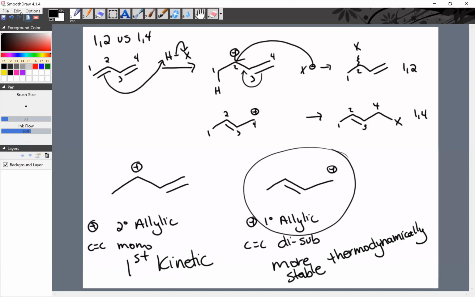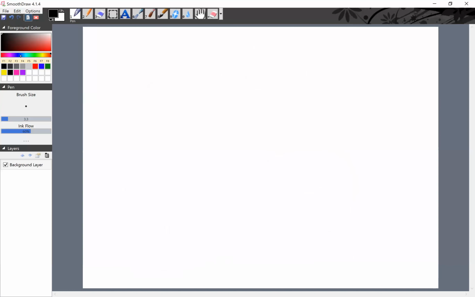Now we need to see some more variations. Let's look at one that isn't so symmetrical. All right, in this case, what are my choices here? I have this pi bond and I have that pi bond. Well, which one is going to react faster? Remember, the less stable reacts the fastest. So this one is only monosubstituted, where this one is disubstituted. So I'm going to start with the least stable or the more reactive.